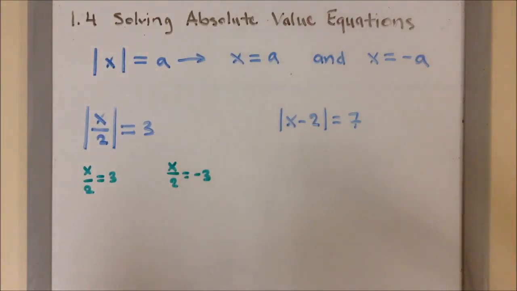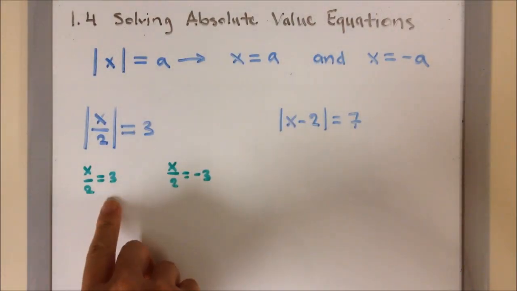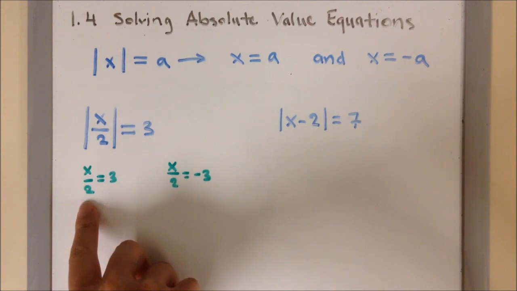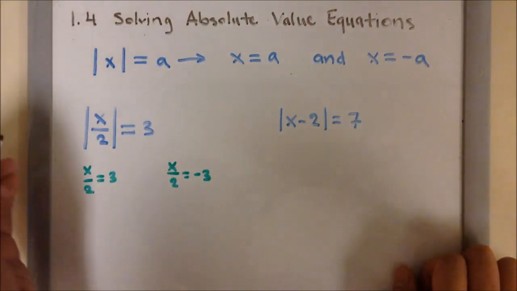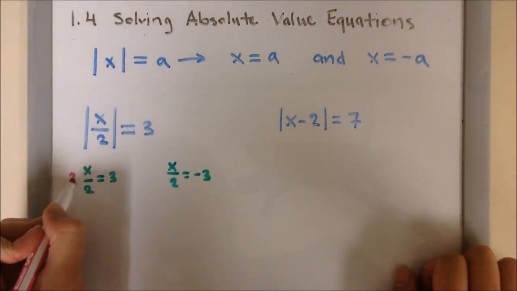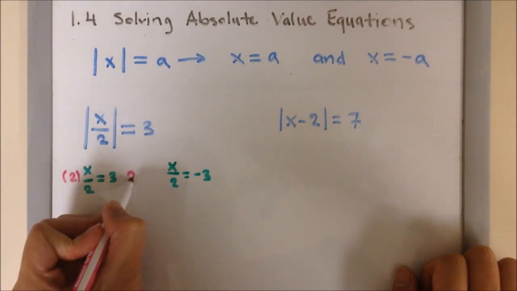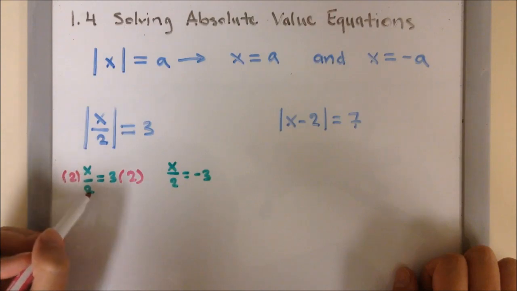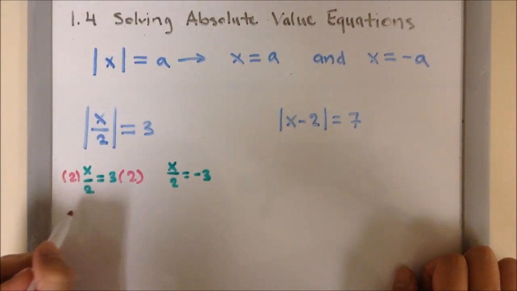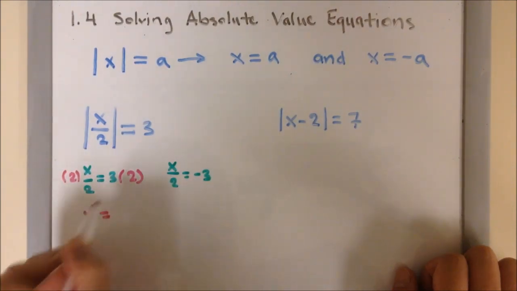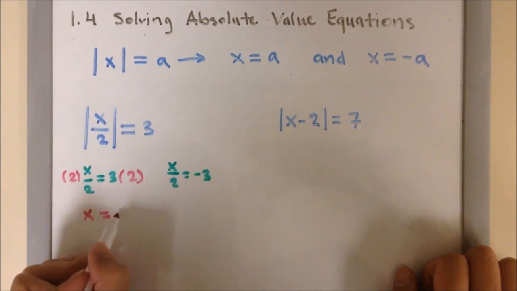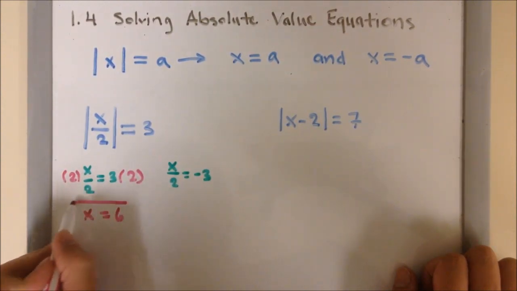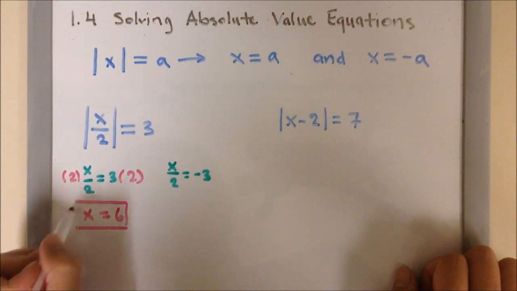Since I have on the left side x over 2 equals 3, I want to get rid of the denominator. Since it's a fraction, I'm going to multiply both sides by 2. And when I multiply a fraction, it's going to be 2 divided by 2. I'm going to have left 1x equals 3 times 2, which is 6. So that's our first solution.